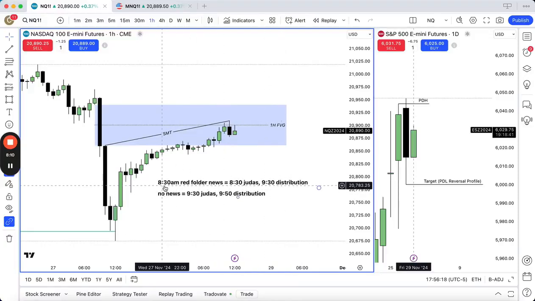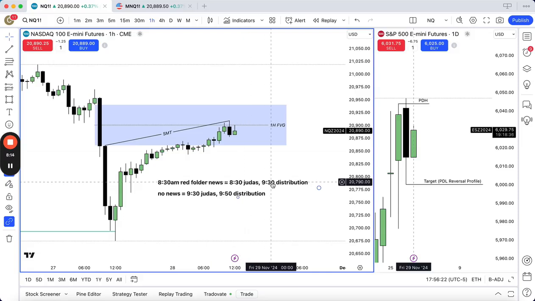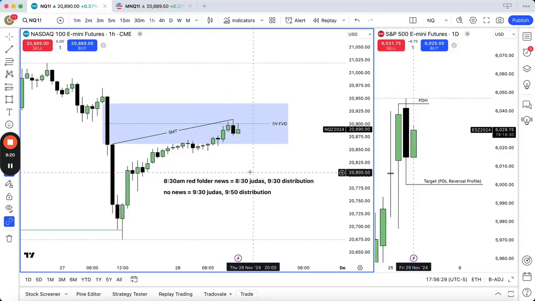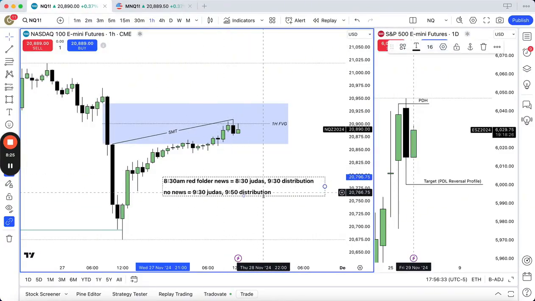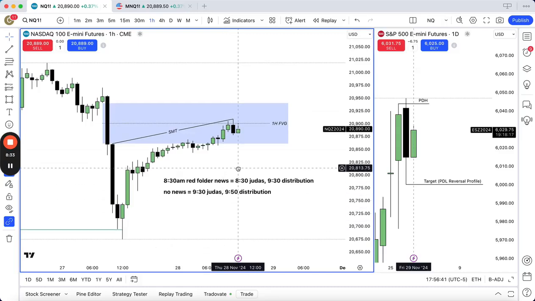So if we have 8:30 red folder news, we can anticipate an 8:30 Judas swing and a 9:30 distribution. When I say Judas swing, I mean a manipulation. So at 8:30, when the news happens, price will typically manipulate into the opposite direction and then distribute at 9:30 into that predicted direction. Okay.